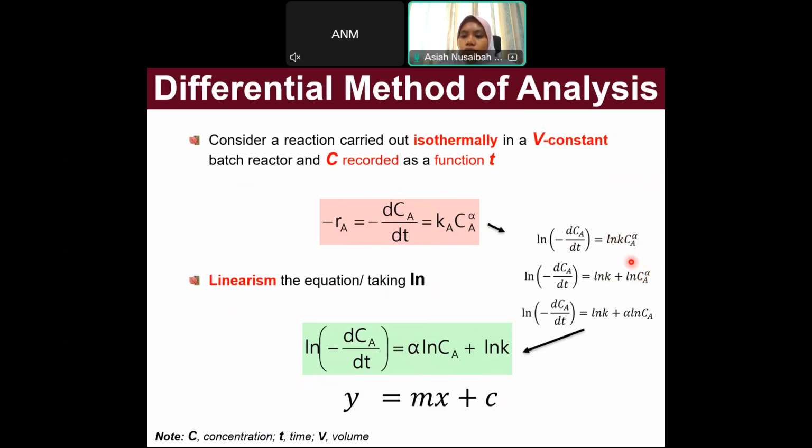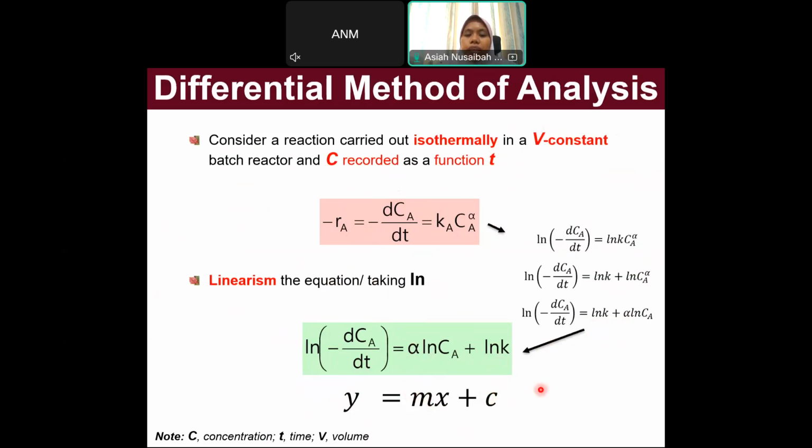We move alpha to the front, we have ln k plus alpha ln CA. Writing in the form of y equals mx plus c, we just change the sequence of alpha ln CA with ln k. We have y equals mx plus c, where y equals ln of minus dCA over dt, alpha is our m, x is our ln CA, and our intercept c is ln k. So we have the slope m as alpha, and the intercept c as ln k.